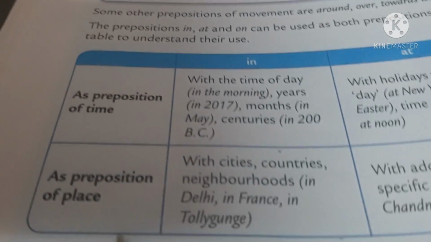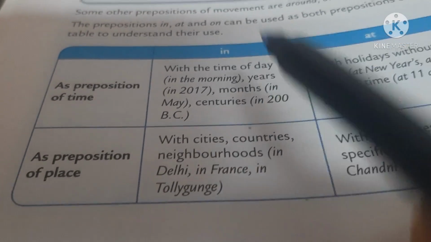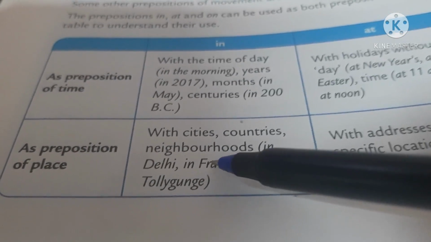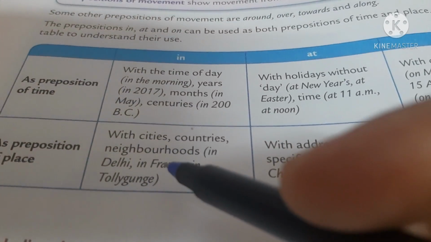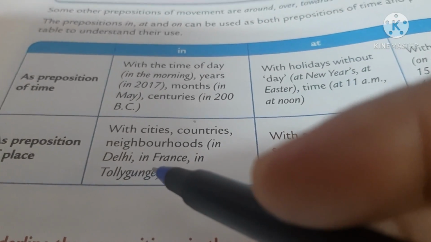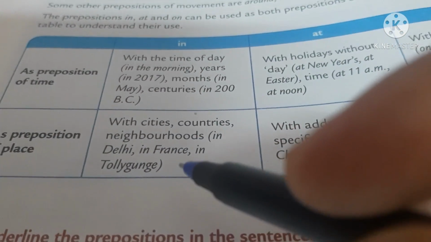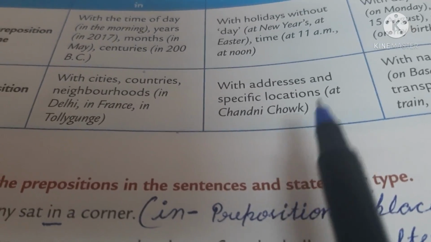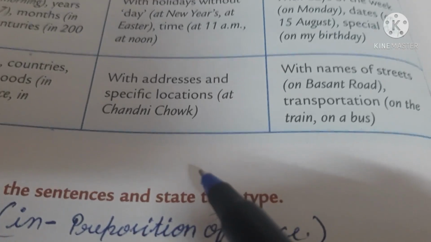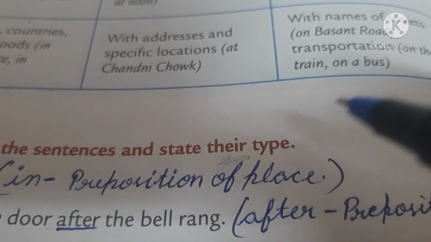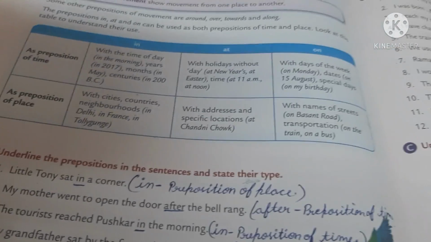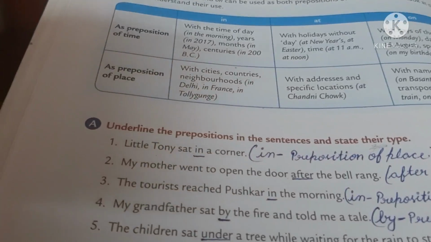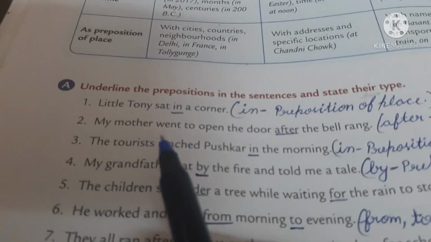Now as preposition of place. So now we will see in as preposition of place and here at as preposition of place. So with cities, countries, neighborhoods, in Delhi, for example, in Delhi, in France, in Chhalagang. Now with addresses and specific locations, for example, at Chandni Chowk. Now with names of streets, you can say on Basant Road, transportation, on the train, on a bus. So this was the chapter explanation. Now I'll come to exercise.